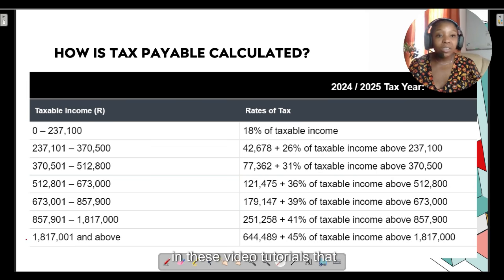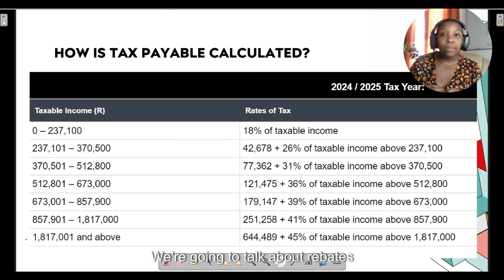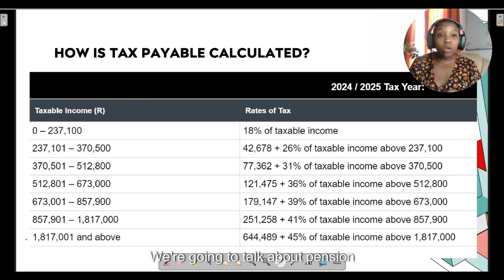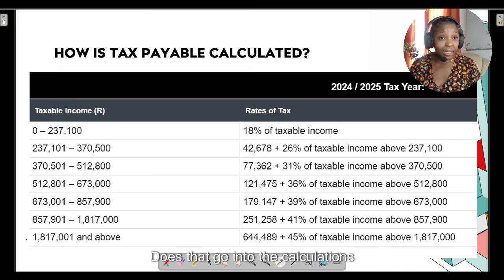Remember, in these video tutorials that I'm going to upload all in one day, we're going to speak about income tax. What is it? Secondly, we want to speak about how the tax that you're supposed to pay is calculated. We're going to talk about rebates. How do they affect the total amount that you're supposed to pay towards your tax? We're going to talk about medical credits. How do they affect the total amount that you're supposed to pay towards your tax? We're going to talk about pension fund contributions and donations, how those affect the amount that you're supposed to pay. And what do we need to do with UIF? Does that go into the calculations for calculating tax? Okay, we're going to be talking about that.